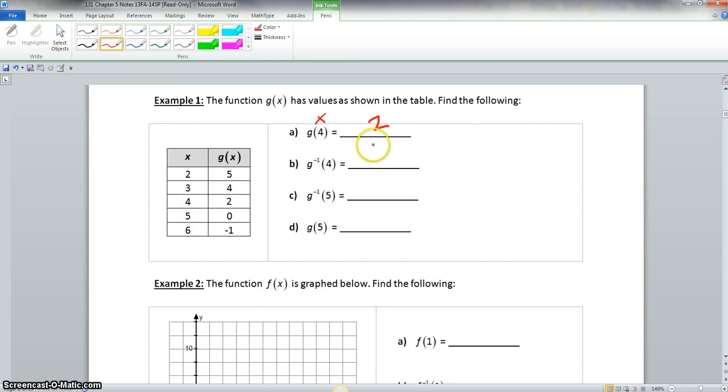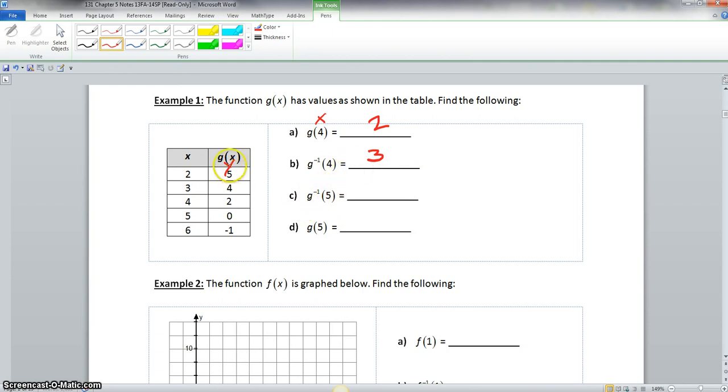So this is 2. Now we go here to the inverse of g at 4. This is the inverse. So that means that we need to find where y is 4. So we have y or g of x. We know that this g of x represents y. So the inverse of g is our y value. So we will go where our y value is 4, and here our x value is 3. So our answer would be 3. Remember, they switch places.